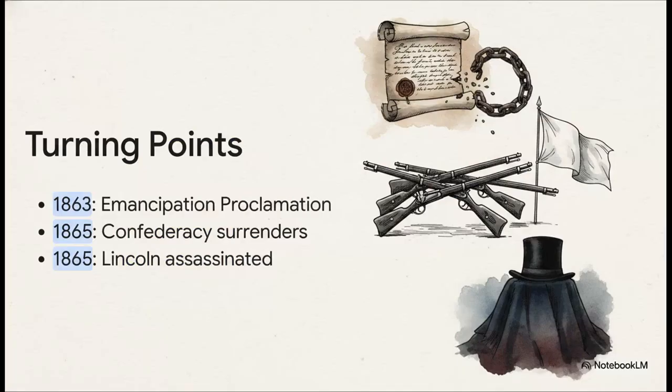But everything shifts dramatically in 1863, when President Lincoln issues the Emancipation Proclamation. This was huge. It declared enslaved people in Confederate states to be free, and it officially transformed the Union's goal from just preserving the country to actively fighting a war to destroy slavery. Finally, after years of enormous destruction and massive loss of life, the Confederacy surrendered in 1865. Tragically, of course, that exact same year, President Lincoln was assassinated.